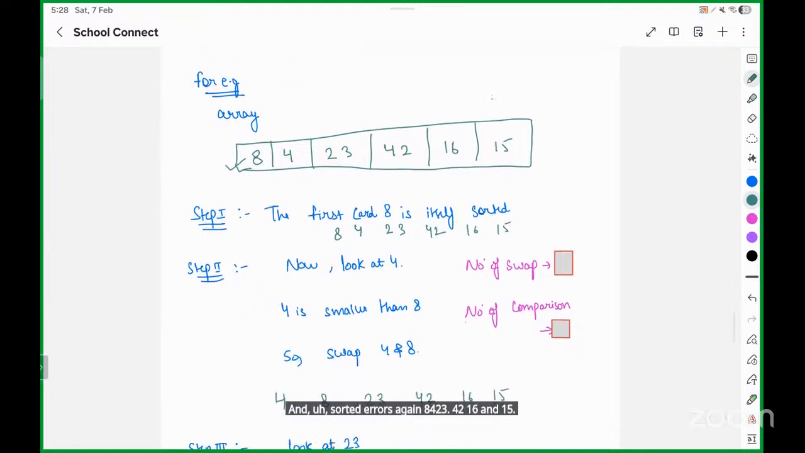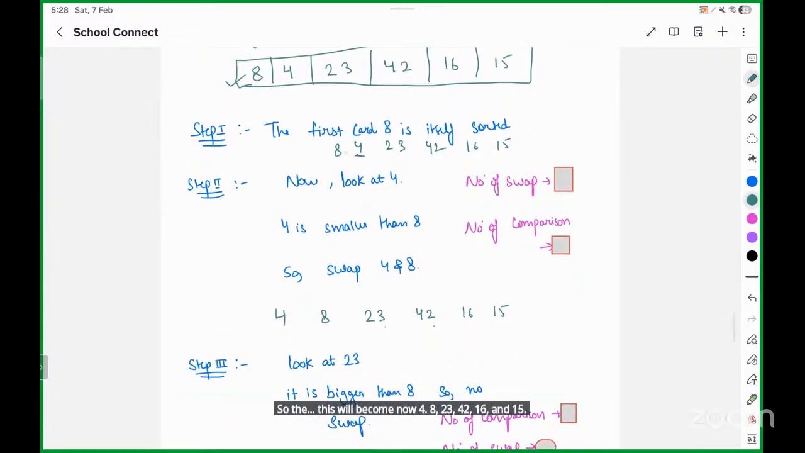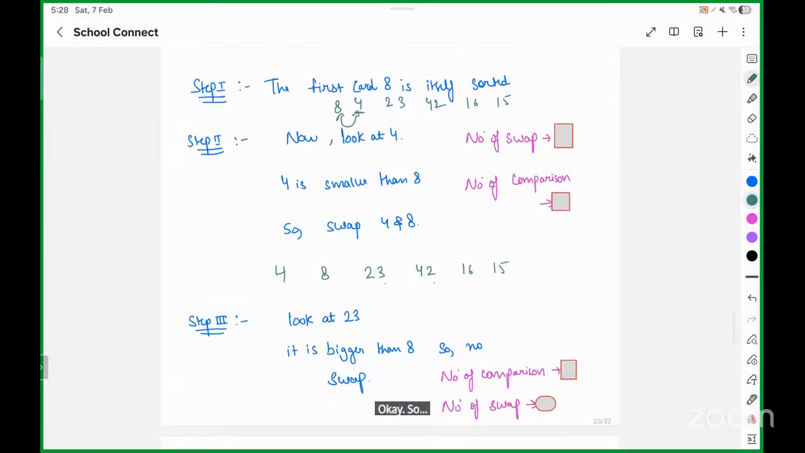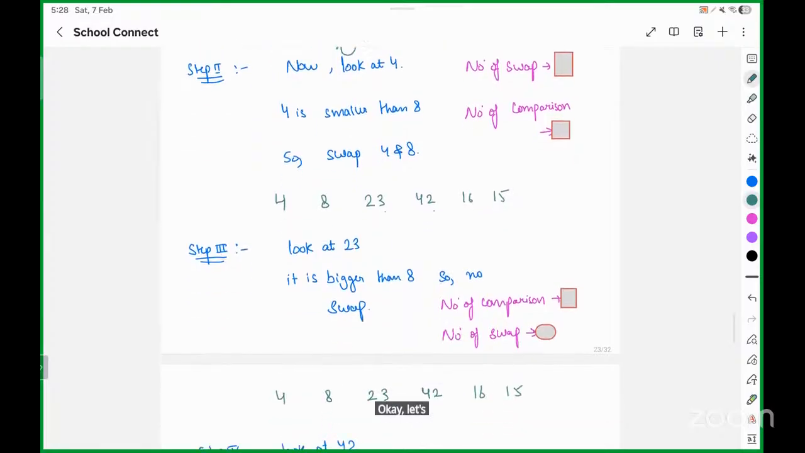Now, you will look at the second card, which is 4. But 4 is smaller than 8, so you will swap 4 and 8. So this will now become 4, 8, 23, 42, 16, and 15. Since it is smaller, you will swap these two. Okay, let's do the example first completely.